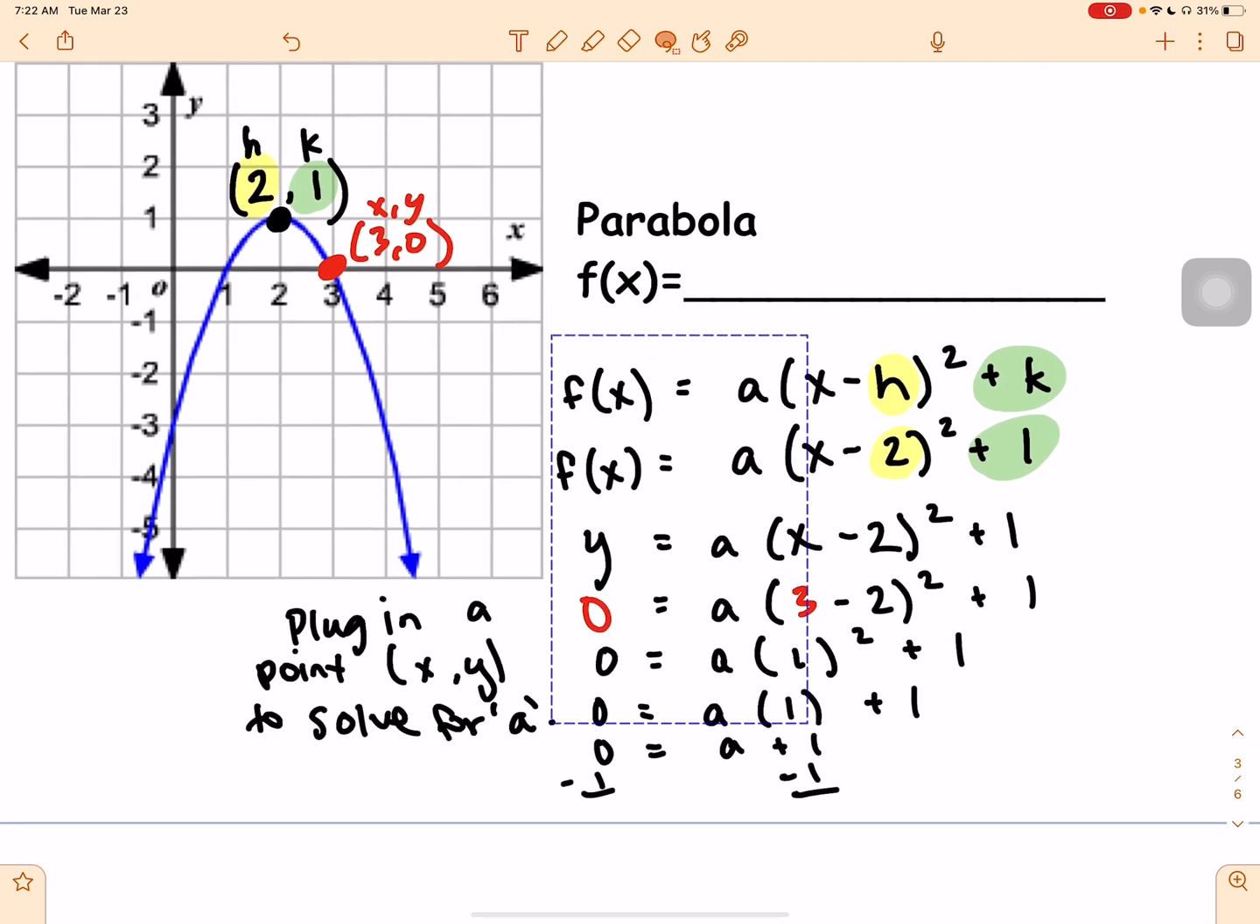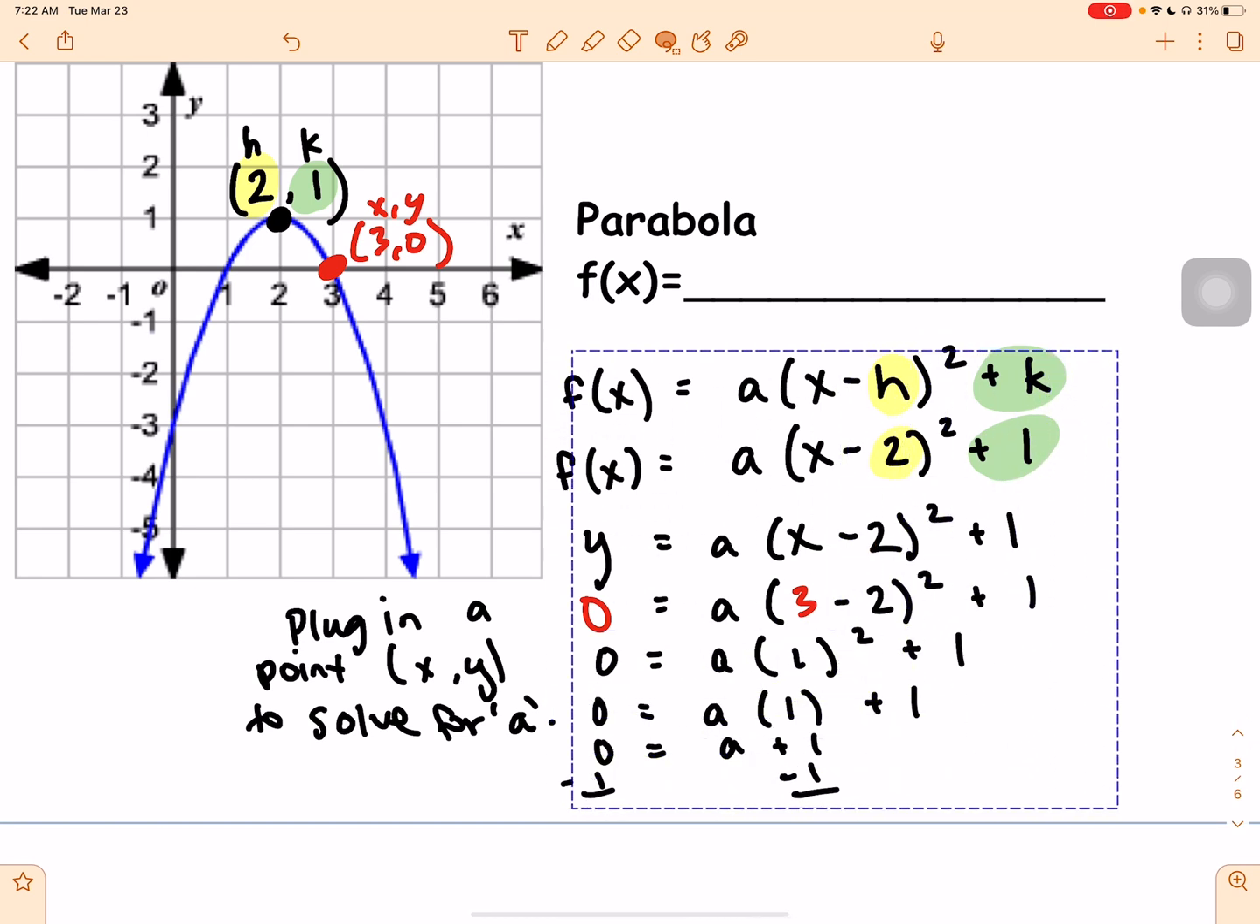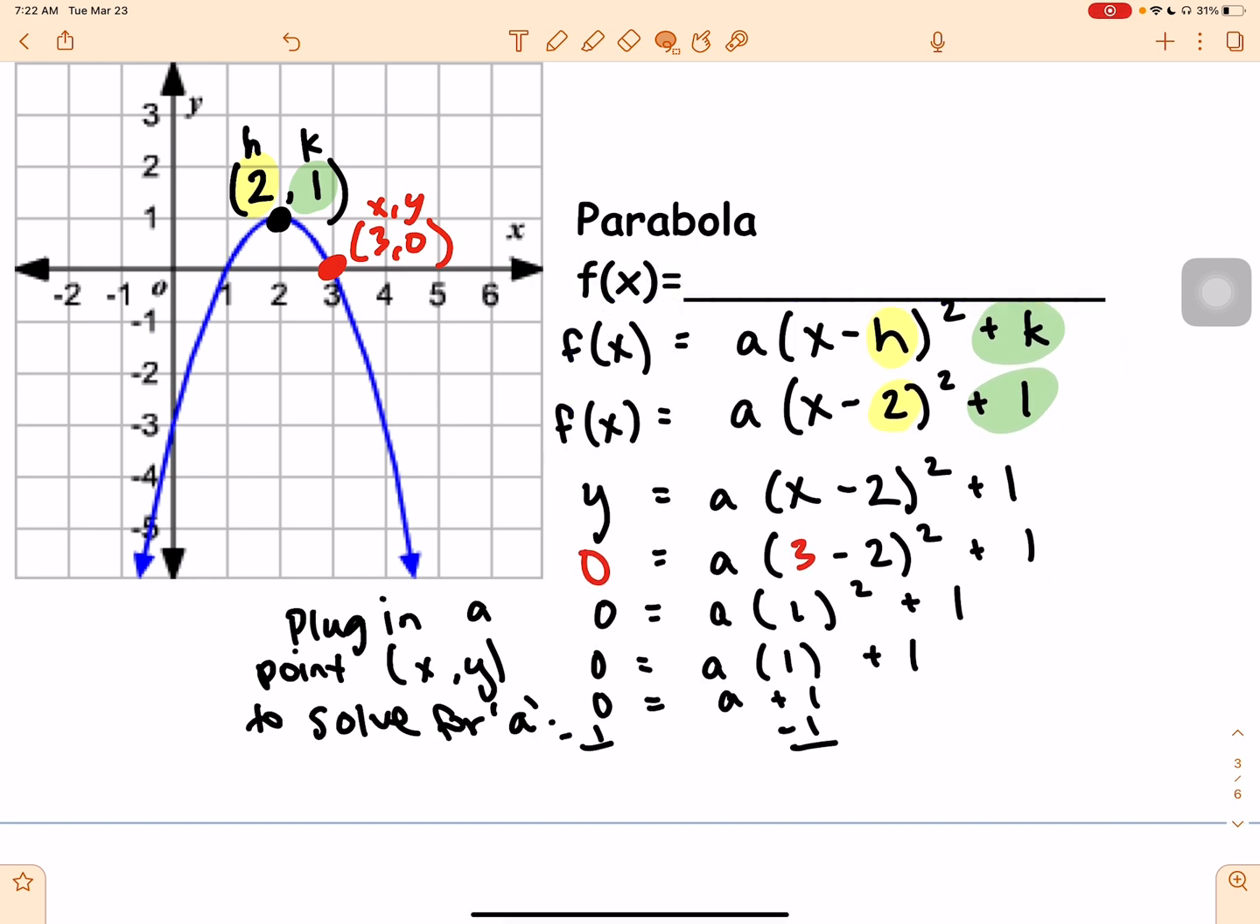Let me move this stuff up real quick. Okay, so here 0 minus 1 is negative 1, and all that's left is a. So our a value is negative 1. That's what goes right here. Now we can write our formula: f of x equals negative 1 times x minus 2 squared plus 1. And that's because we solved for it, and it's a negative 1 because it's upside down.